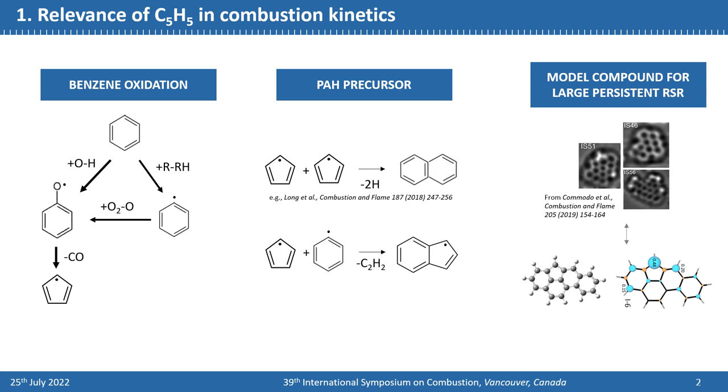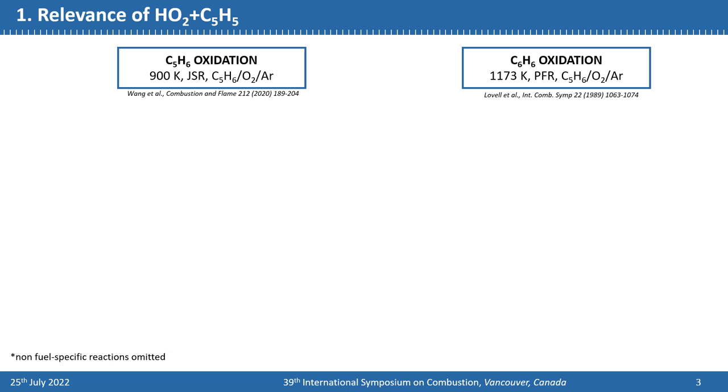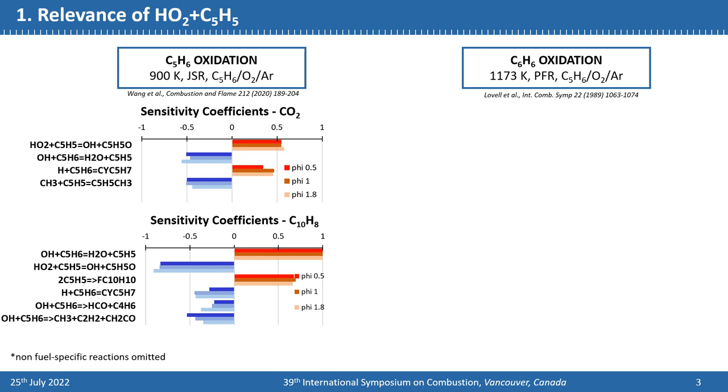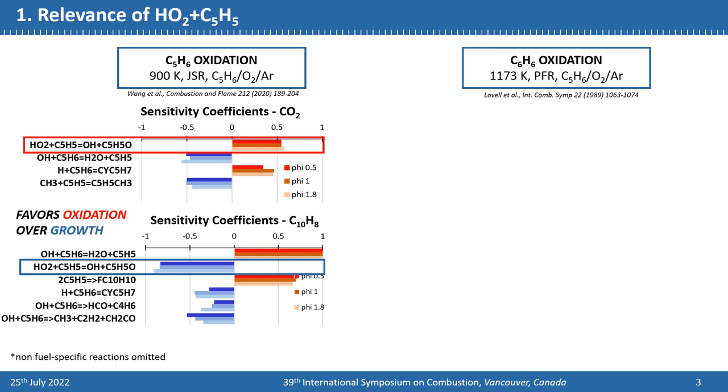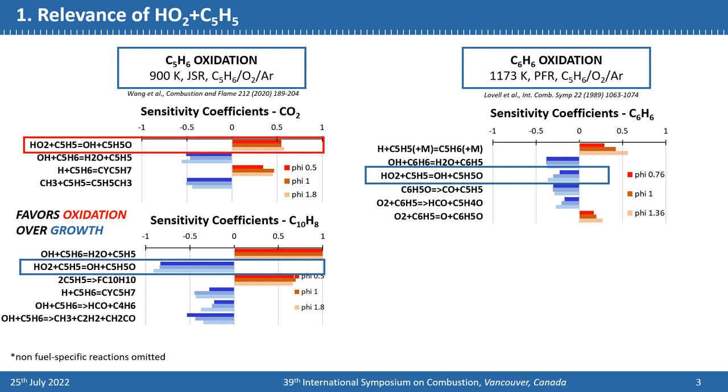The recombination of HO2 and cyclopentadienyl radicals is relevant both in cyclopentadiene and benzene oxidation, in particular in the intermediate temperature range. For example, if you consider the sensitivity coefficients of CO2 and naphthalene in cyclopentadiene oxidation, we see that HO2 plus cyclopentadienyl is fostering oxidation and suppressing growth, and therefore determines the competition between decomposition and PAH formation.